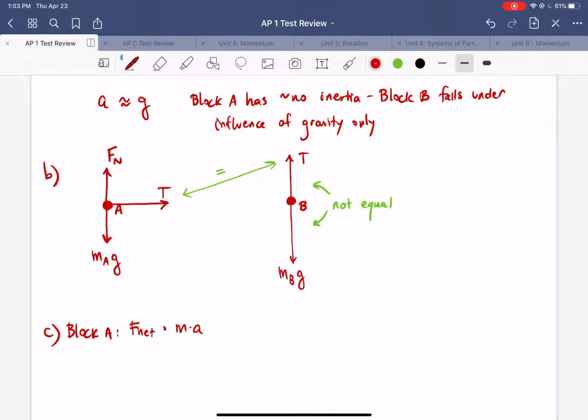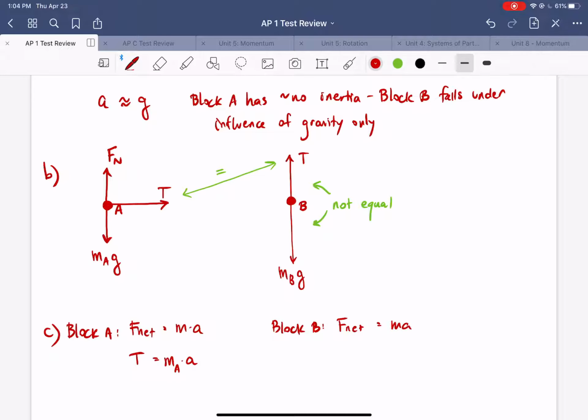So the net force on block A is just going to be the tension. The two vertical forces cancel each other out, but there's nothing to cancel T. And that's going to equal the mass of block A times the acceleration, whatever that is. For block B, we do the same thing, F net equals ma.